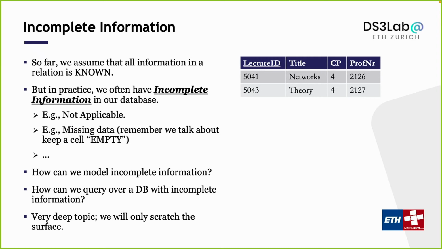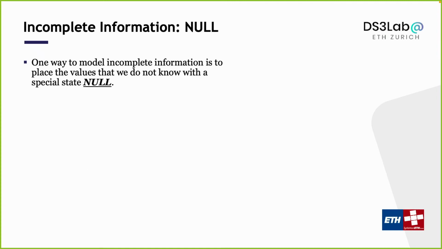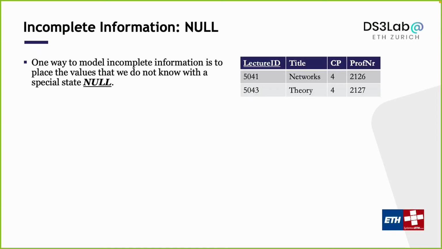We are going to take a very simple view of what we mean by incomplete and what we mean by query incomplete information. The way that we are going to do that is by introducing a special state you can put into your database called null. It looks very simple.